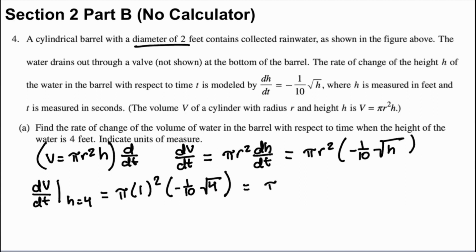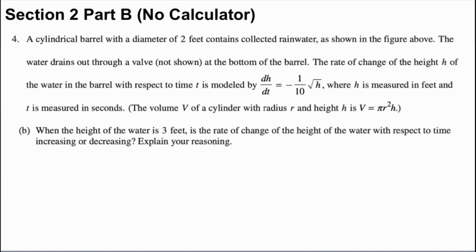Simplifying this down a bit further, we have pi times negative 1/5, which is negative pi over 5. And we want to put units. So the units of volume are feet cubed, cubic feet per second, because it's the rate. So that's the final answer.